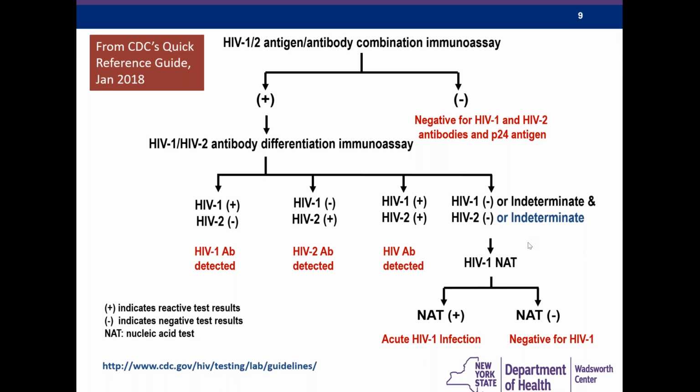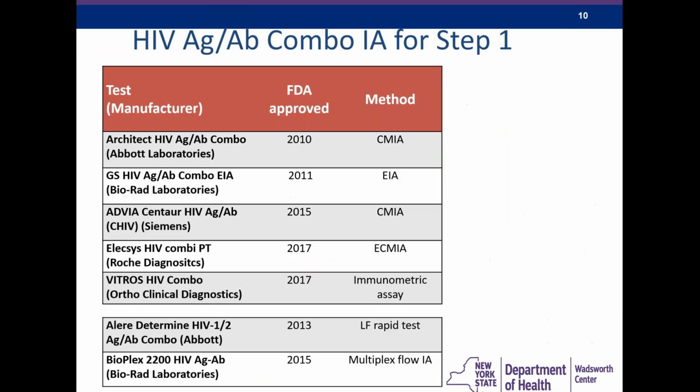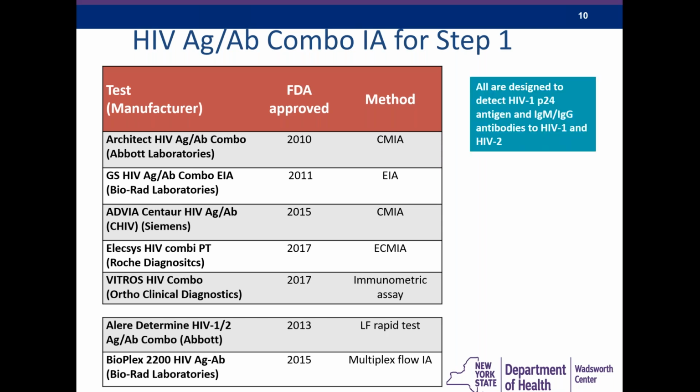First, next, please, we're going to focus on step 1. Okay, so here is a list of 7 FDA-approved antigen-antibody combo immunoassays that may be used in step 1 of the laboratory algorithm. All of these are designed to detect the HIV-1 p24 antigen and antibodies to HIV-1 and HIV-2. 5 of these 7 do not distinguish between antigen and antibody, and then the result will either be just reactive or non-reactive.